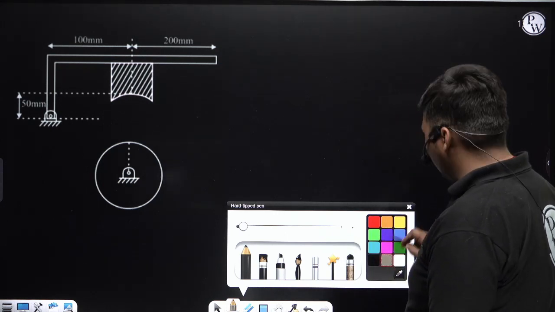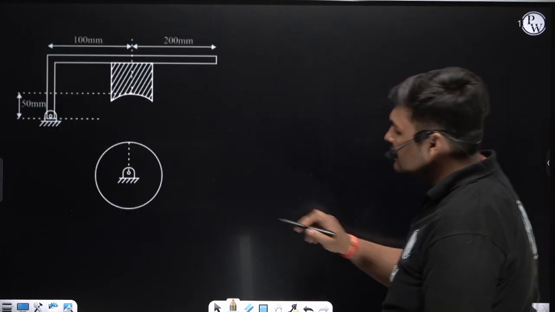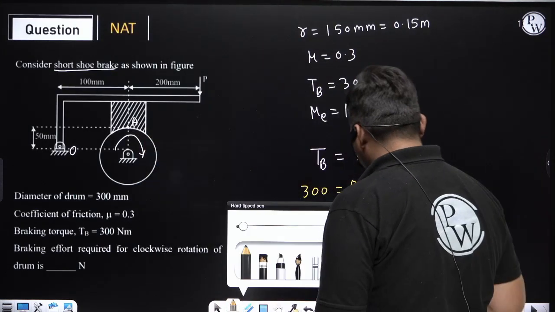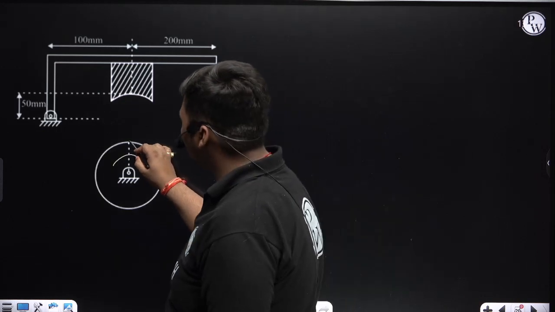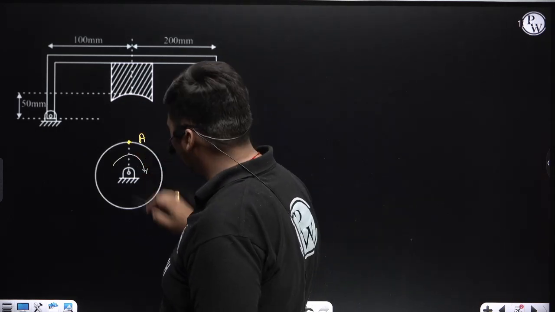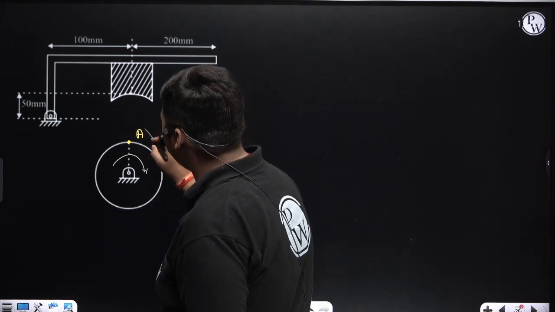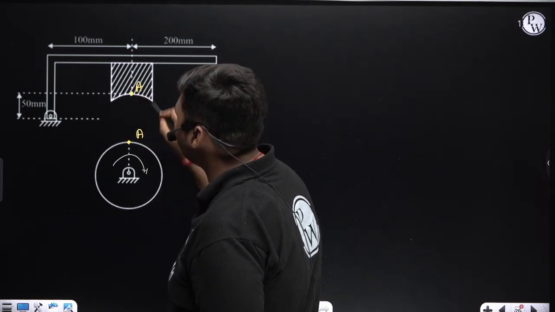Okay. Now we will draw the FBD of drum and lever. In which direction is the drum rotating? The drum is rotating in clockwise direction. This is contact point A in the FBD of drum, and this is contact point A in the FBD of lever.